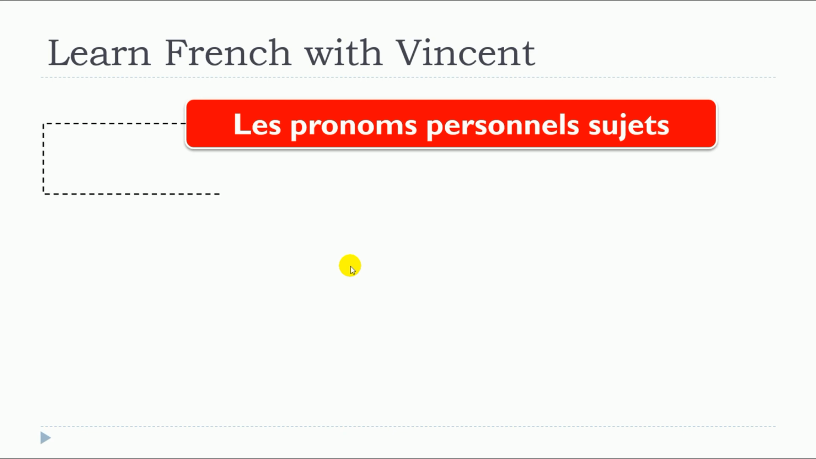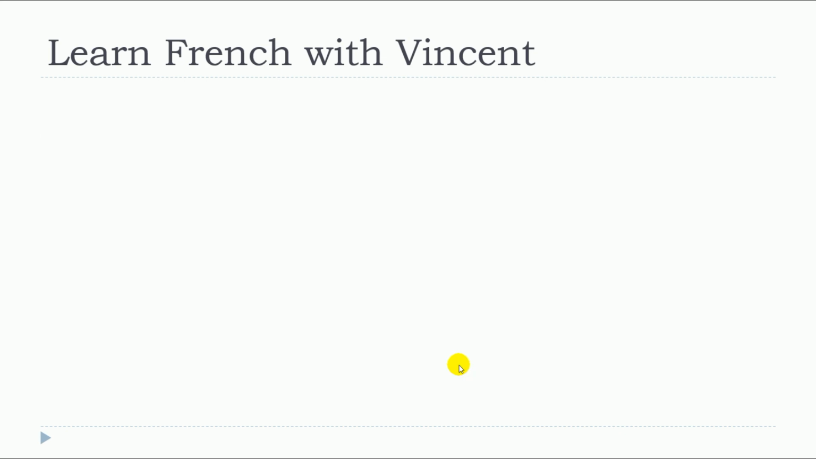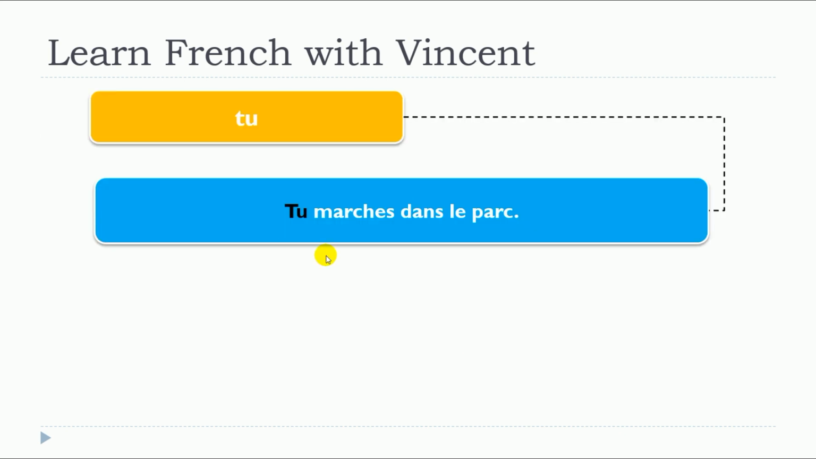So, this lesson is about tu, and the subject pronoun tu can be translated in English with the informal singular version of you, used for addressing one person you are familiar with. So let's see some examples with tu.